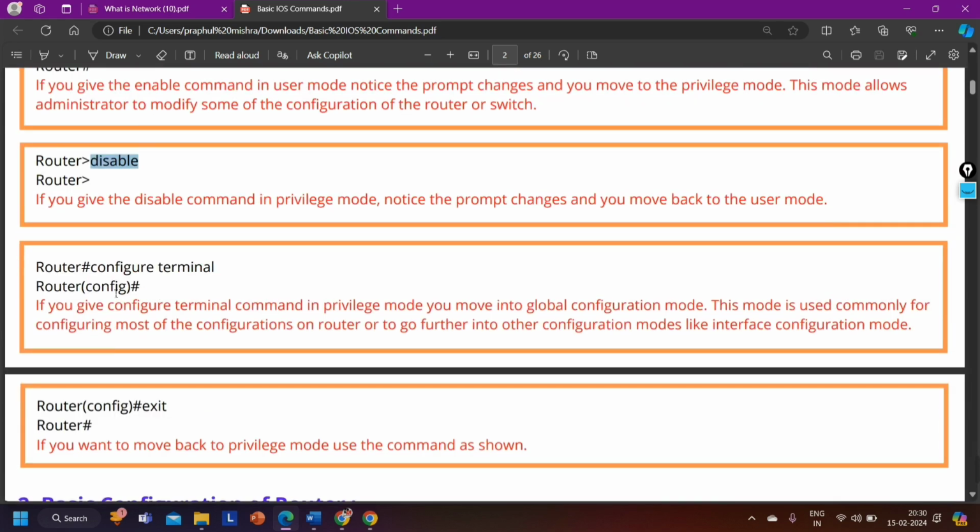Then to move to global config mode, you need to run this command. You will do the actual configuration on the router in this mode only. This is configuration mode, configuration terminal mode, global config mode you can say, right? So to move into global config mode, you will run this command.